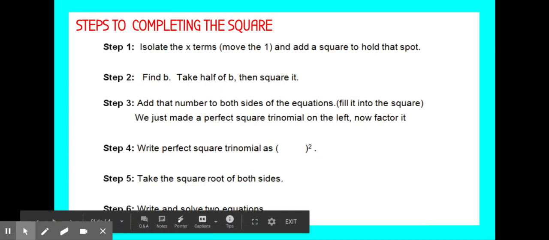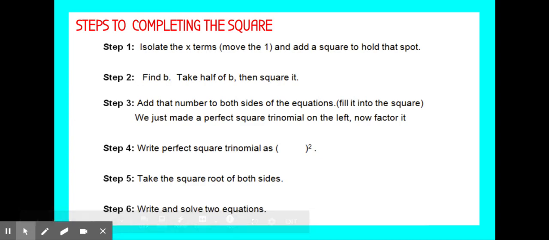All right, so here are the steps to completing a square. Just remember I'm going to go through all these steps with you. It's a lot to take in as we go through it, but just know that these are going to be on the packet and you're going to follow them. I'm not going to read them to you because it's going to make no sense right now.